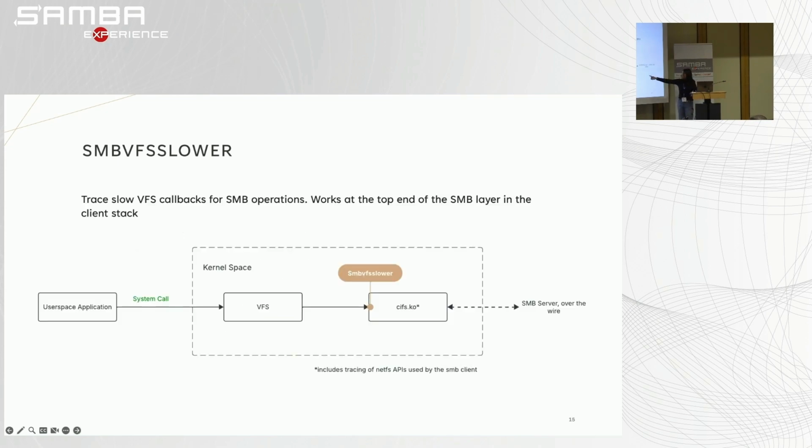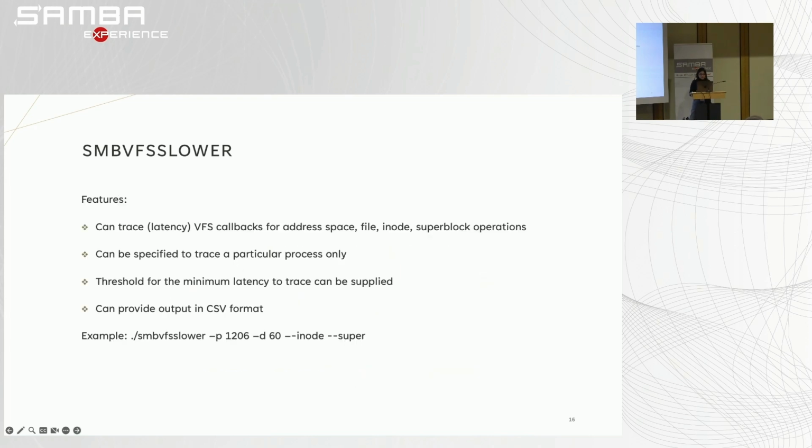So there's a system call that comes to the VFS, and then VFS sends it to cifs.ko, and that's where VFS slower sits. Now, again, VFS slower can trace latency for VFS callbacks for inode operations, file operations, address space, and superblock operations.